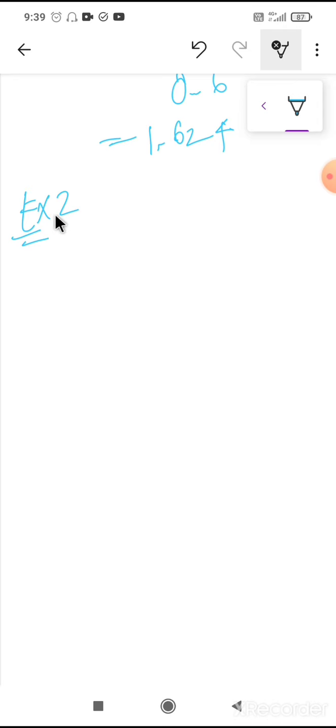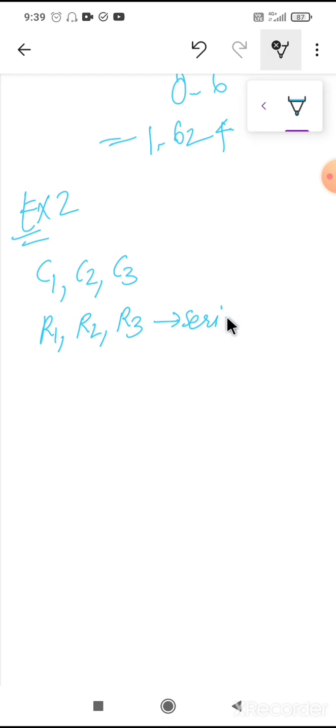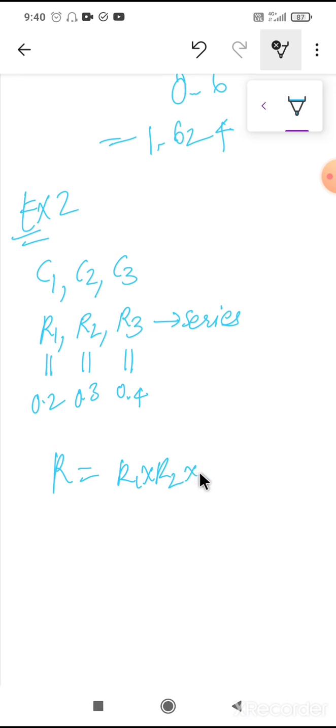So, example two. Consider three components: C1, C2, C3 with reliability R1, R2, and R3 connected in series. Find the reliability of the system where R1 is equal to 0.2, R2 is equal to 0.3, and R3 is equal to 0.4. Since the components are assumed to act independently, we can clearly write that reliability R is equal to R1 into R2 into R3. So this is the question. Now we are solving it.